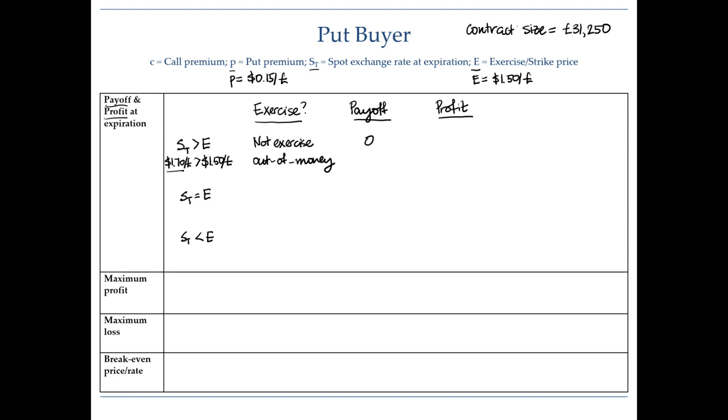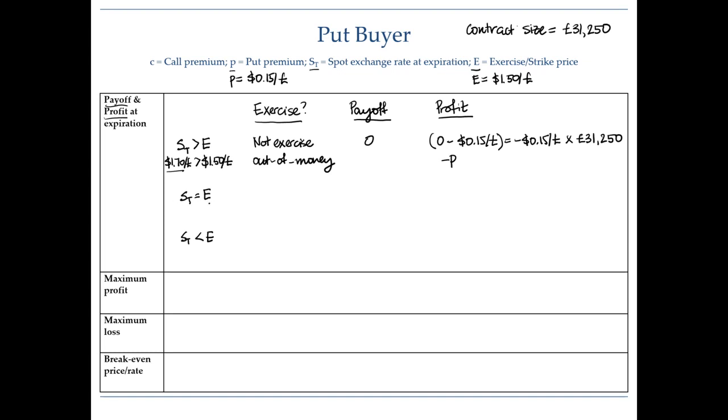So obviously your payoff is going to be zero because you are not going to exercise this contract, so there's no payoff from this contract. Profit, on the other hand, is different, right? This is your payoff minus the 15 cents you paid for premium. So your profit is actually a loss of 15 cents per pound. And if you wanted to compute the loss for the entire contract, you would simply multiply it by 31,250, which is your contract size. And if I were to write a generic notation for the profit or loss, in this case, it's simply your premium. So you'll be losing your premium.